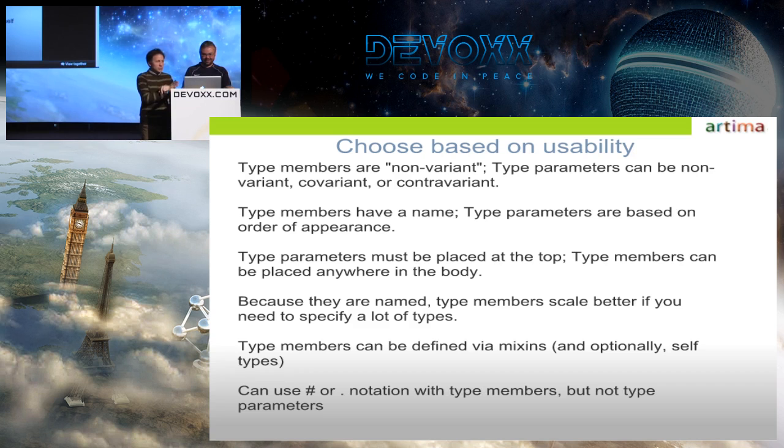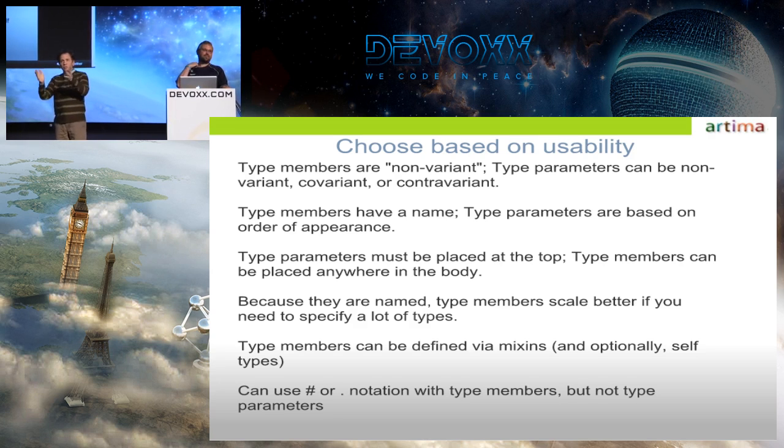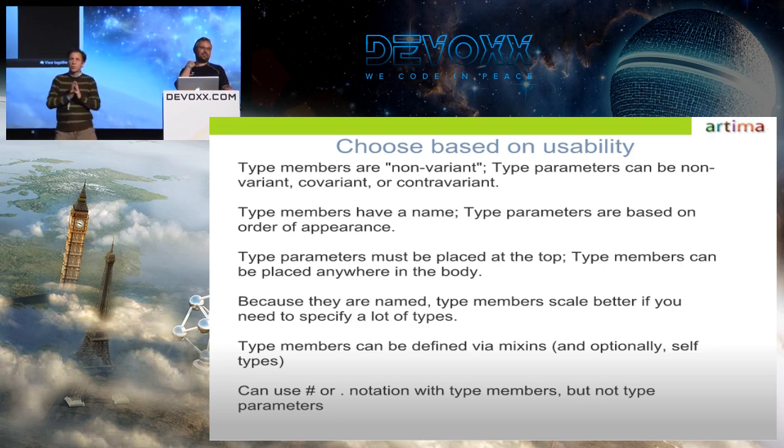So some of the differences: you can have variants in type parameters, but not type members. So type members are non-variant. If you want to have a list of T, and then a list of String is a subclass of list of Any, you need to use a type parameter.